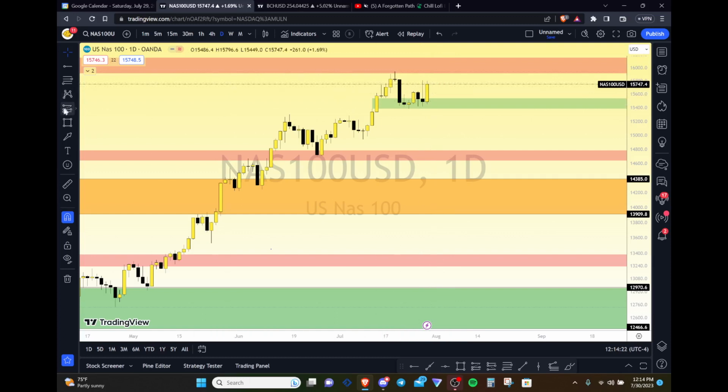So I would expect that for the NASDAQ as well, just like with the S&P and Dow. And if it does happen, these lows right here and these lows right here will be the first to be targeted to take the sell side liquidity there, and then we'll have to see how price action develops from there.